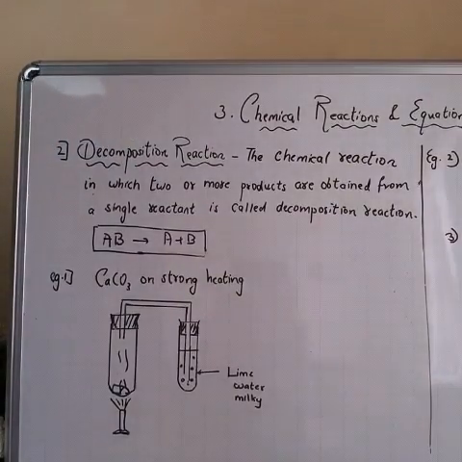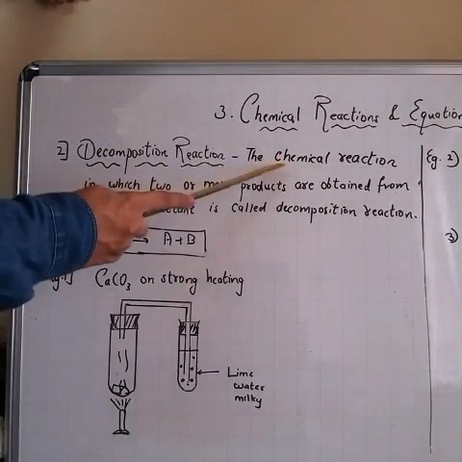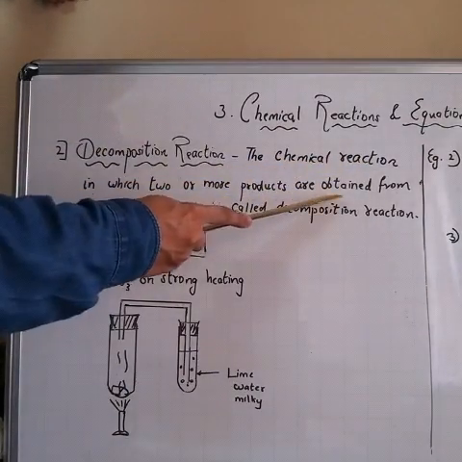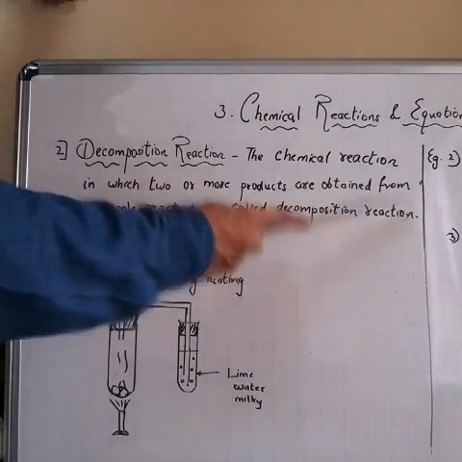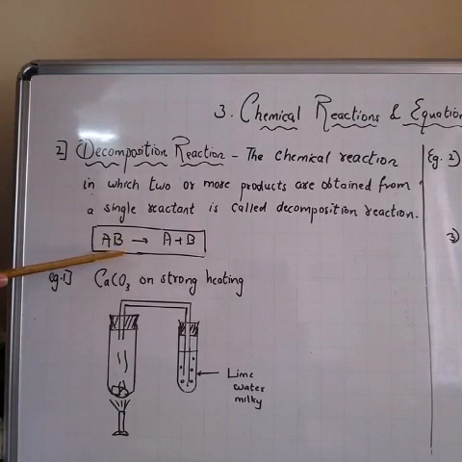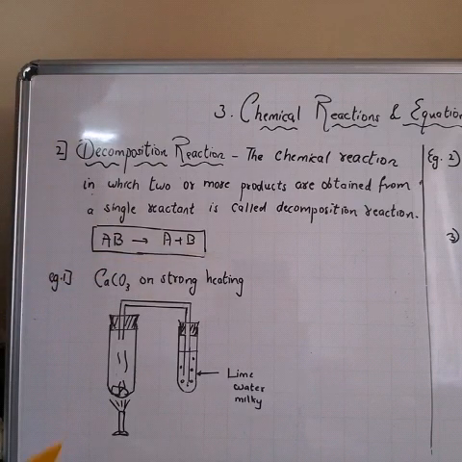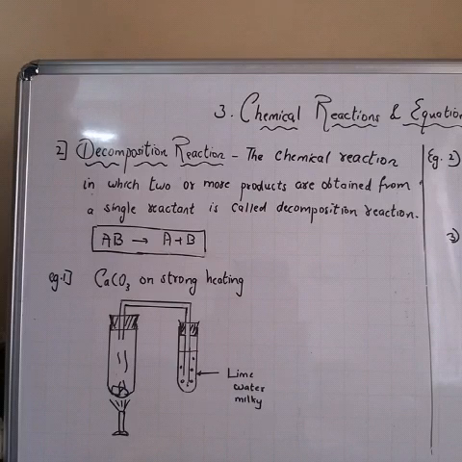As our definition goes, the first thing is to define decomposition reaction. The chemical reaction in which two or more products are obtained from a single reactant is called decomposition reaction. Symbolically I can write AB decomposes to give A plus B. Now decomposition can be brought out by supplying heat.